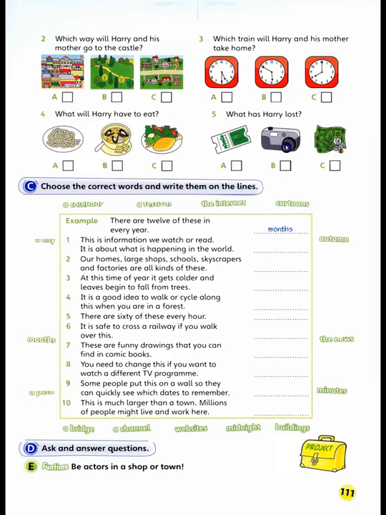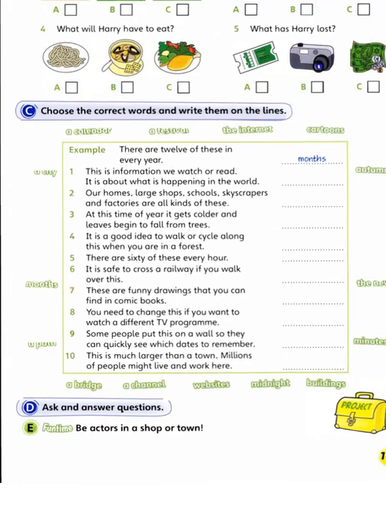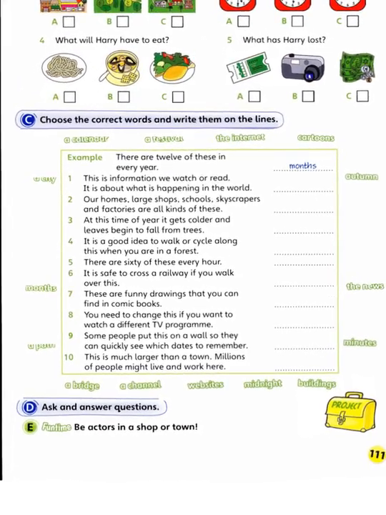In exercise C, now it says, choose the correct words and write them on the lines. So let's pay attention. Here we have the example. There are 12 of these in every year. Those are months. Please pay attention to the ones that have, for example, a bridge, a channel, a calendar, a festival, a city. Here it says a city, okay? Please write the letter A for saying a city. Don't just write city, because that could be wrong in your exam.